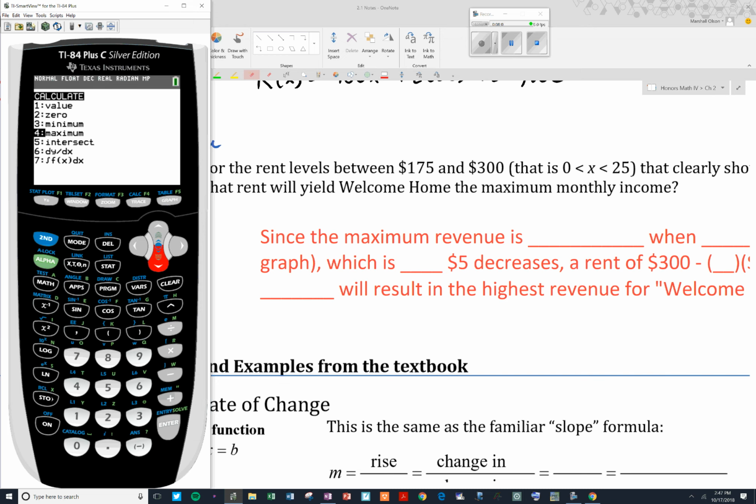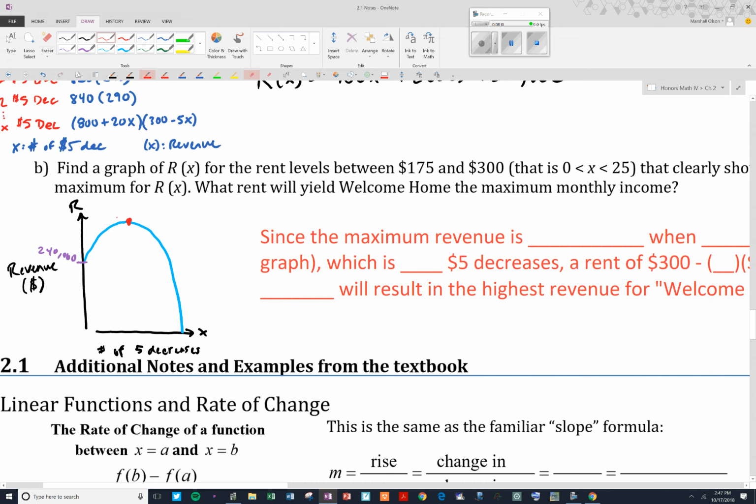And then it would ask you for that left bound and right bound, which is where you have to tell it, here's a left bound, there's a right bound, and then it asks you to guess, and then you would guess what that is. And what it's going to do is give you the maximum.